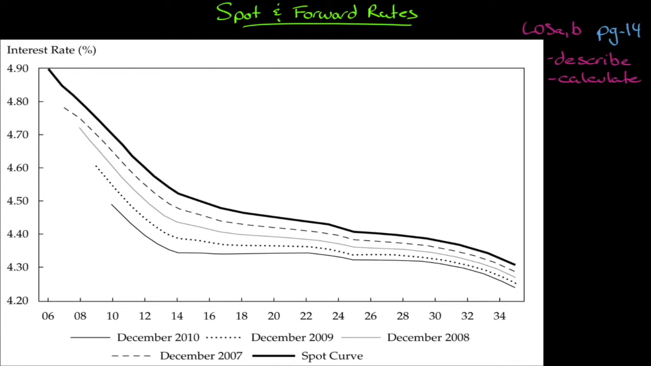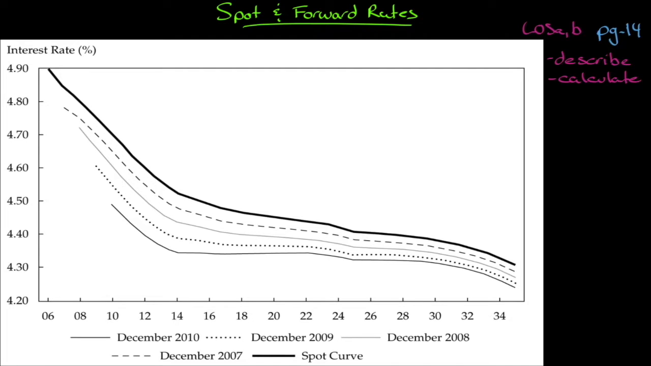Okay, and just so that we don't get the impression that all yield curves are upward sloping, let's look at a downward sloping yield curve. The dark line is the spot curve. Every other line is a forward curve, and the further out in time we go, this is December 2010. The spot curve is of December 2006. So we can see the further out we go, the lower the curve goes.